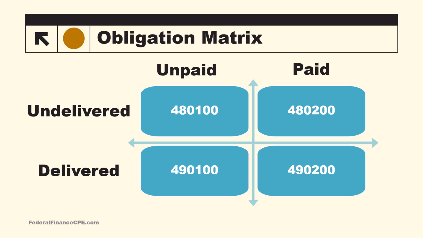The bottom left shows 490100, where we've received what we ordered but haven't yet paid for it. This is like when those office supplies are sitting on your desk and the invoice is still being processed. We have everything we need, just haven't paid for it. Finally, at the bottom right, we have 4902. This is where our end goal is, where everything is delivered and paid for.